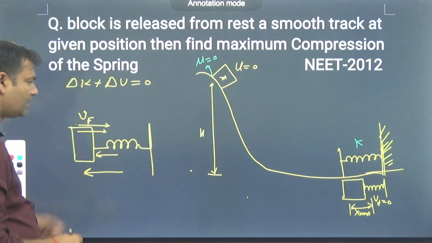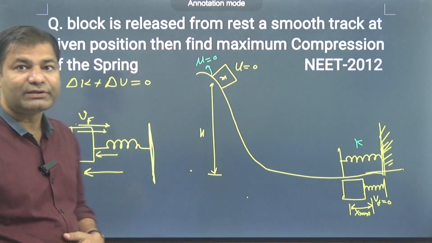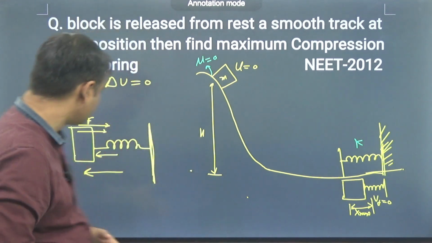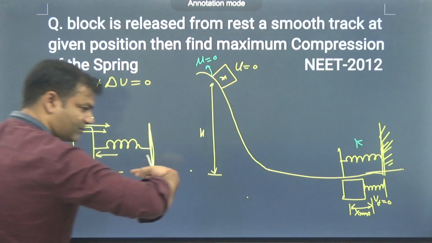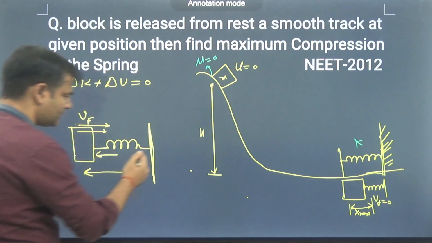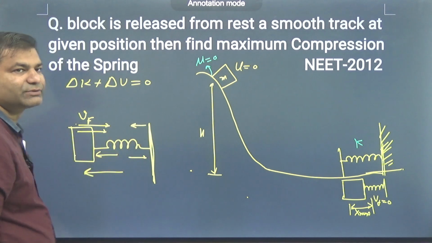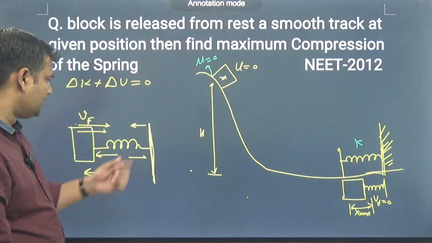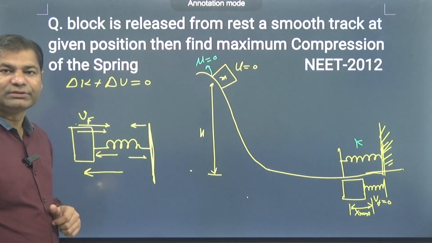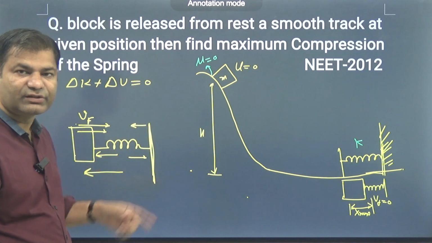Then what about that wall? This wall also feels force. Why? Because if the block compresses the spring, the spring force is applied here, and this wall also applies force here. Clear or not? It means again there is an external force. Here there is an external force, the wall.